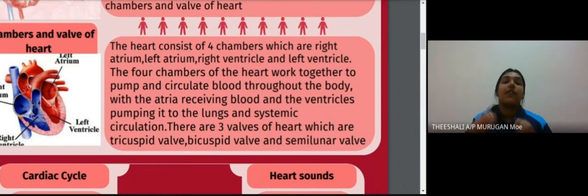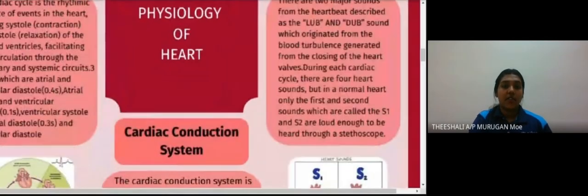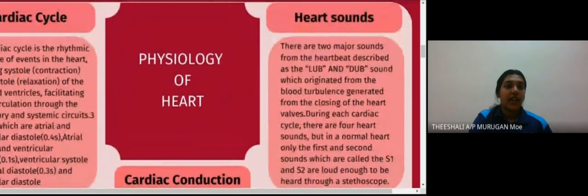Moving to the valves of the heart. There are three valves of the heart, which are the tricuspid valve, bicuspid valve, and semilunar valve. That is all about anatomy. Now we're going to move to the physiology of the heart. First of all, we have the cardiac cycle.